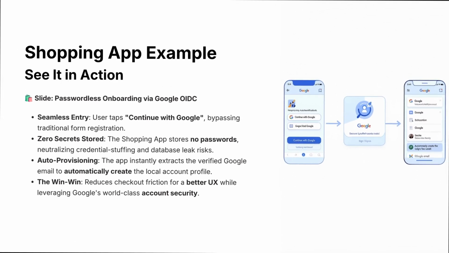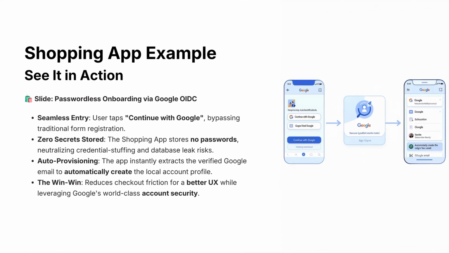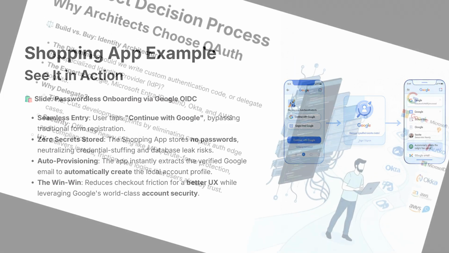Imagine you are using our shopping application. You click Continue with Google. Google verifies your identity and returns an ID token. The application creates your account automatically using your Google email. No password is stored in the shopping application. This improves both security and user experience.